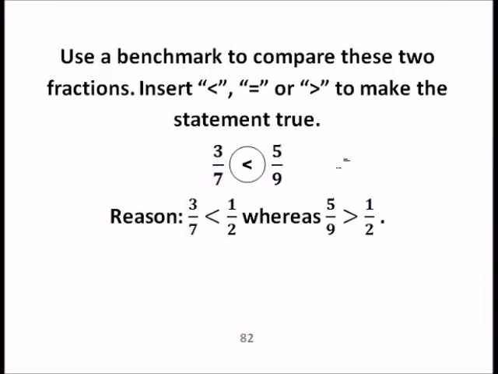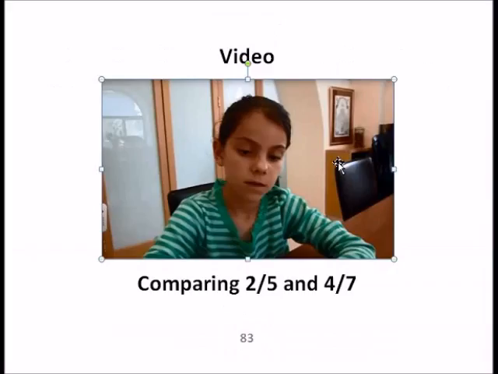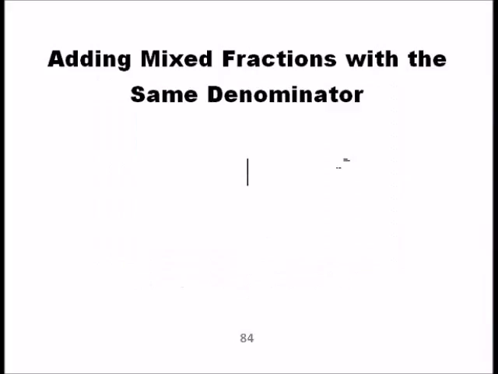So 3/7 is less than 5/9 because 3/7 is less than a half, whereas 5/9 is greater than a half. Okay, and here you see this young lady using this approach. I think she needs some guidance from the instructor to help her.